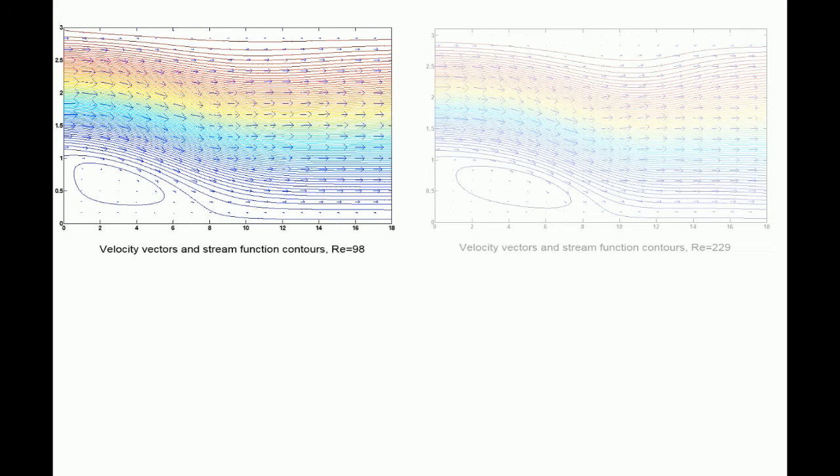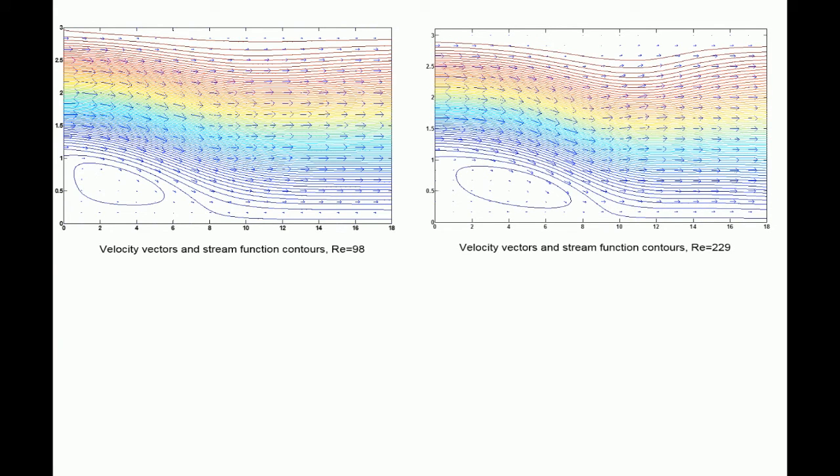Here, the blue vectors are velocity vectors, and the colorful lines are stream function contours. For the first Reynolds number, it's 98. For the second Reynolds number, we have a bigger step, and we have a different type of vortex.